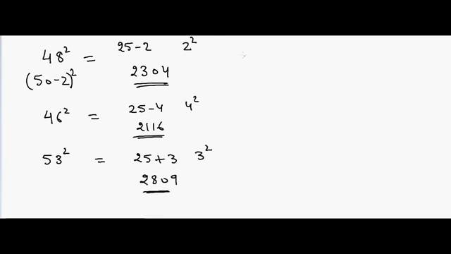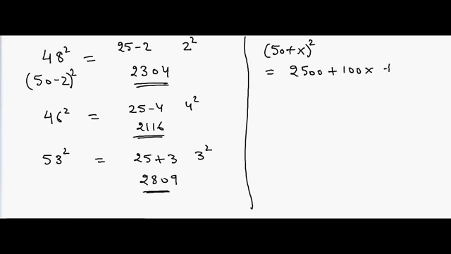How this trick works, so let's look on the left side. If we have something close to 50, it can be written as (50 + x) squared, and (50 + x) squared can be written as 2500 + 100x + x squared, which will be equal to (25 + x) into 100 + x squared.